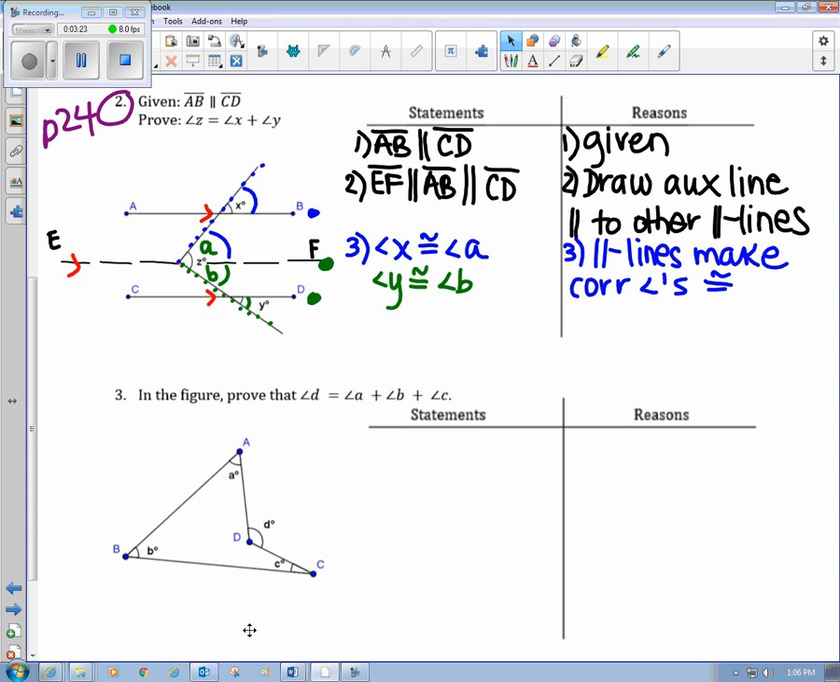And now that we have angles A and B identified as being congruent to angles X and Y respectively, one of the things that I can say in my proof is that I notice that angle Z is equal to angle A plus angle B added up. Remember we talked about how we're splitting angle Z into two parts, not necessarily equal. So that means that angle Z is equal to both of those two parts. So my reason for this is that the whole angle is equal to the sum of its parts.